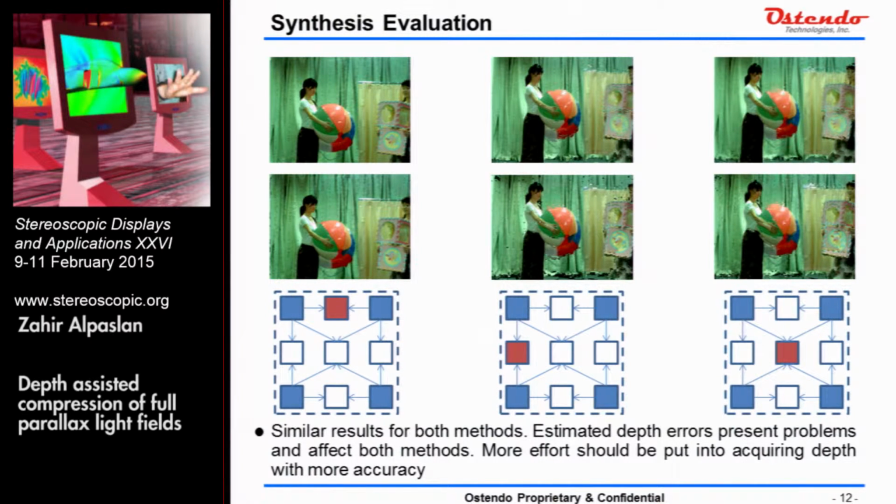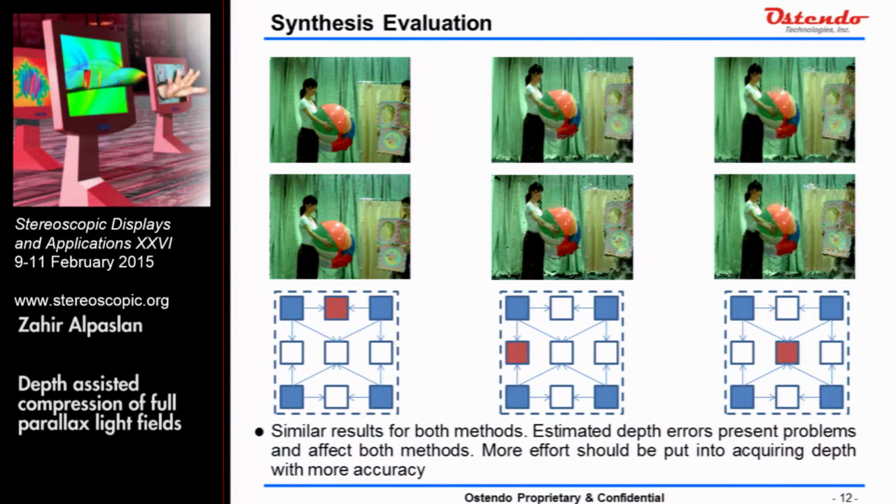Then when I try to do synthesis using vertical references or even diagonal references, both methods had lots of problems. And those problems actually stem from the fact that the depth maps were estimated by doing horizontal parallax stereo matching only, right? They were determined with MPEG software, and in that case they're really not appropriate. They have errors, and that's why those errors affect both of our methods.